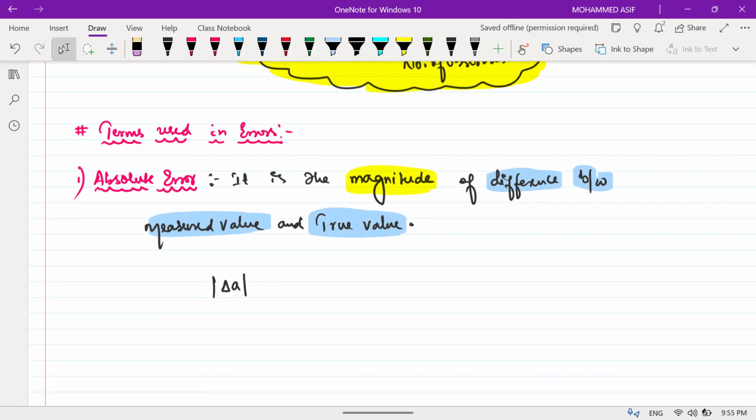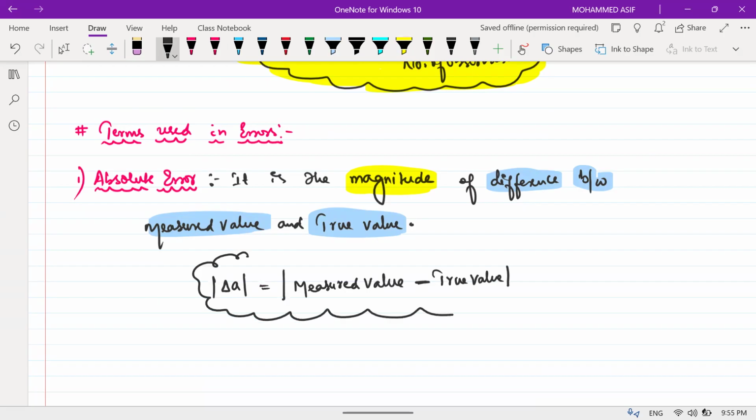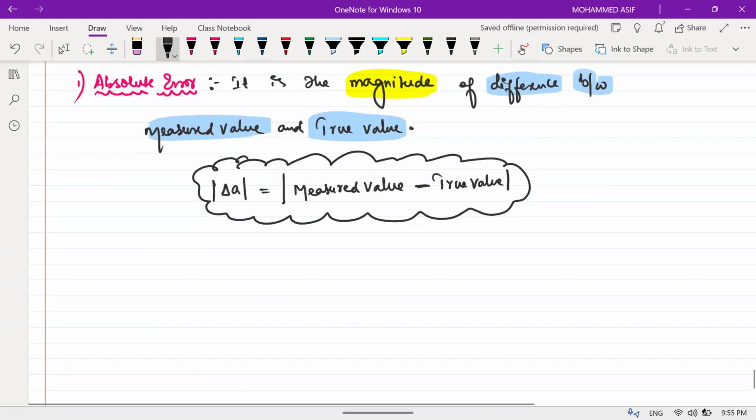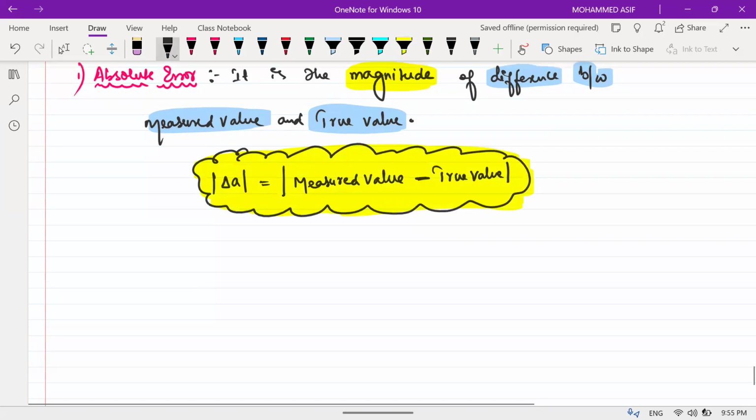Magnitude means the 2 bars. Delta A is equal to the magnitude of measured value minus true value. This is the formula of your absolute error. Absolute error is equal to measured value minus true value. Am I clear? Delta A represents the absolute error. Measured value minus true value gives me the absolute error in the given condition, and it is always taken in terms of magnitude.